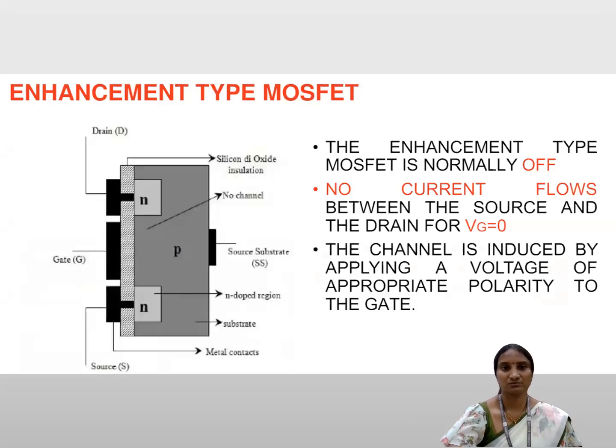So this is how the enhancement type MOSFET can be constructed. Basically, it will be off initially and no current flows between the source and drain terminals. The channel will be induced soon after we apply some positive voltage between the gate and source terminals.